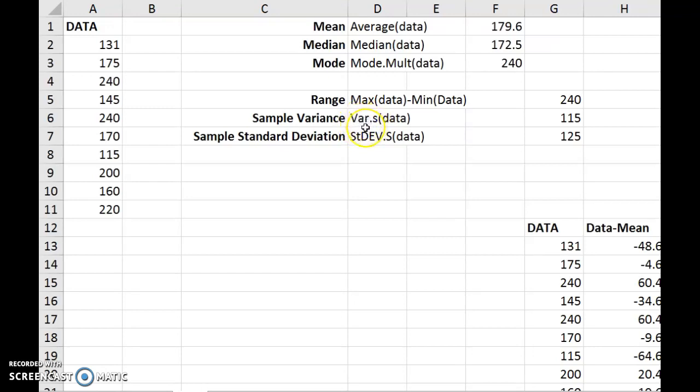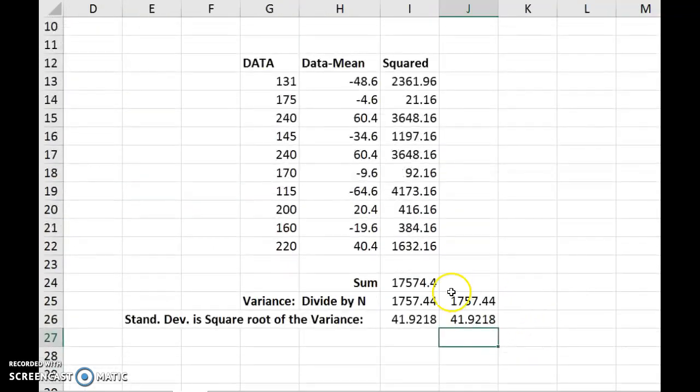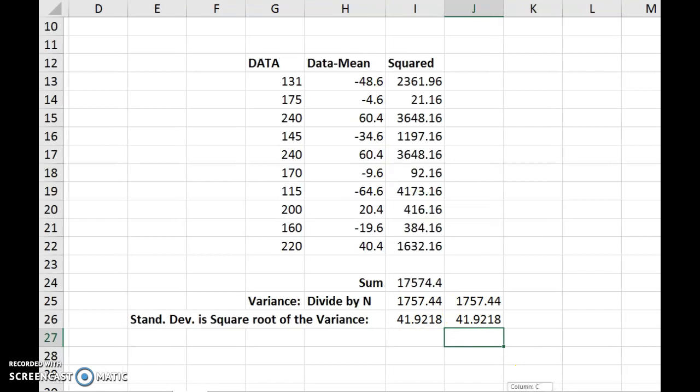Again, those formulas look the same if you're looking at sample data, but this time it is var.s and stdev.s. So pay close attention if you have sample data, or if you actually have data from the entire population. If you have sample data, use .s. If you have population data, use .p. You'll get a slightly different answer.